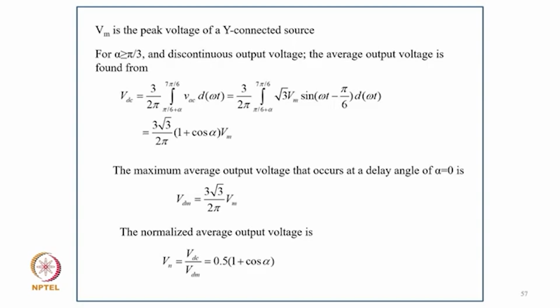So for alpha greater than pi by 3, the output voltage is discontinuous, and the average voltage will be Vdc equal to 3 by 2 pi times the integral from pi by 6 plus alpha to 7 pi by 6 of Vac d omega t, and putting in the value it comes to root 3 by 2 pi into Vm into 1 plus cos alpha, and the maximum average output voltage occurs at delay angle alpha equal to 0.